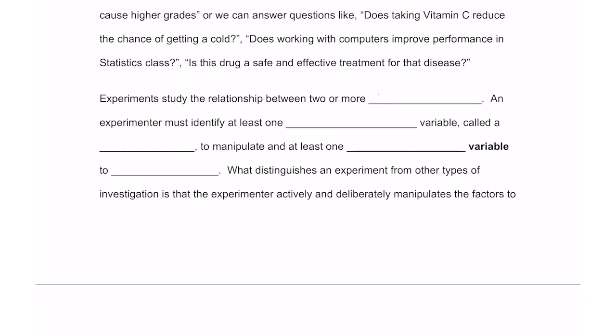Experiments study the relationship between two or more variables. An experimenter must identify at least one explanatory variable. Remember when we looked at linear regression, that is our x variable. But we call that in an experiment a factor, to manipulate, and at least one response variable. Remember when we talked about regression modeling, that was y. And what we do with the response variable is we measure that somehow.